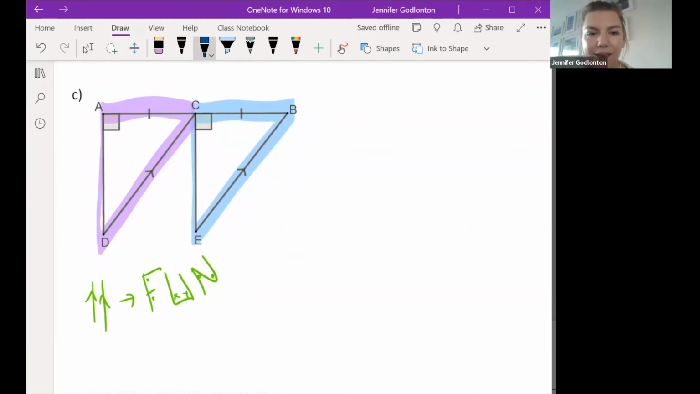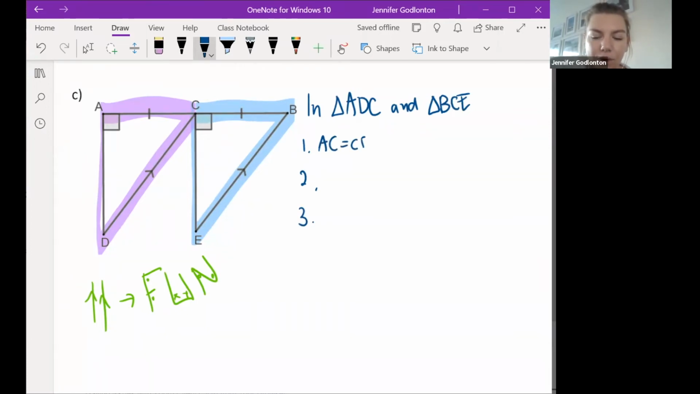I said in triangle ADC and triangle BCE. Okay. I said number 1, AC equals CB, which is given. Good. And I said angle D equals angle C. The reason: alternate angles, DC is parallel to EB. Angle D equals angle C. Okay. I see where you're going.